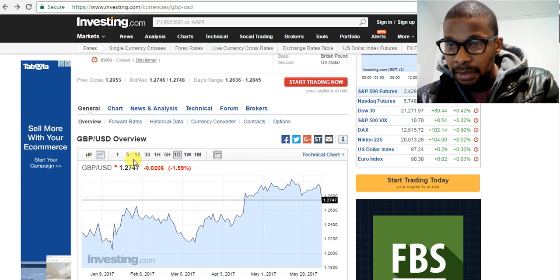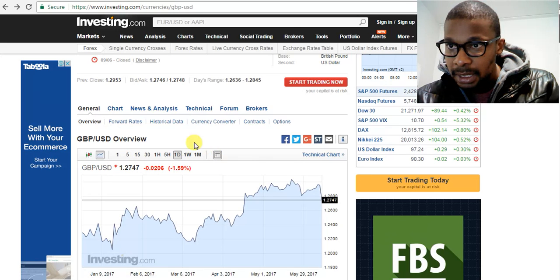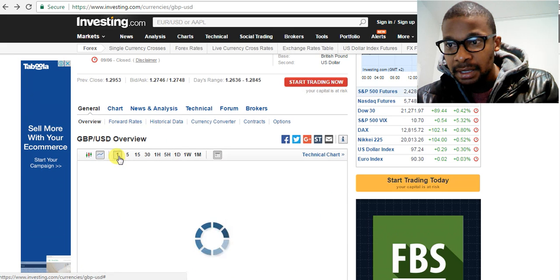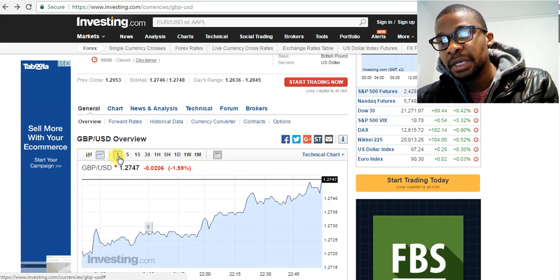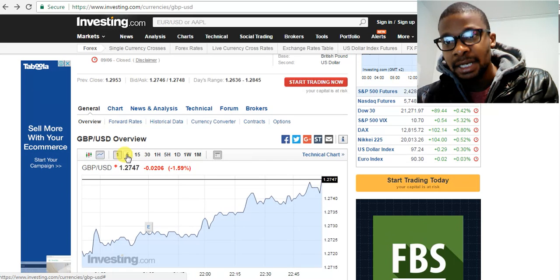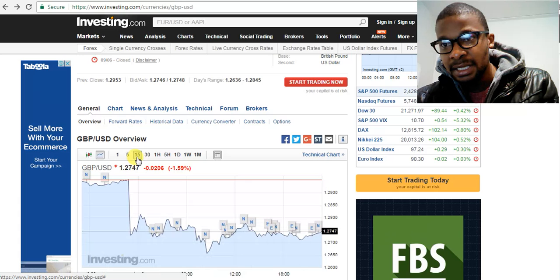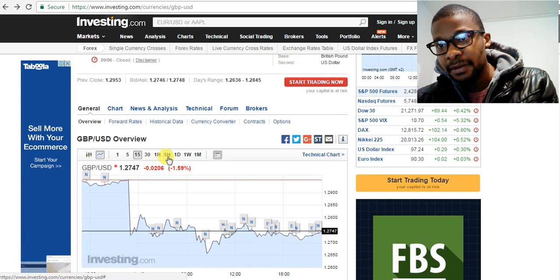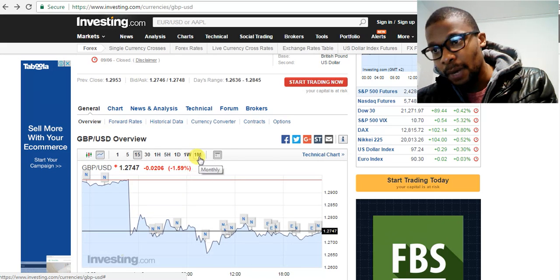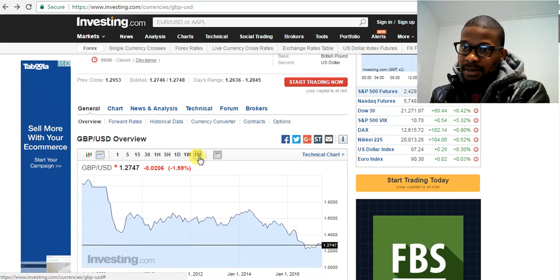Another thing that I want you to look at is this right here. This difference, this stands for 1 minute. This is the 1 minute chart. It measures, because the market is always moving each and every second, right? So this measures the movement every minute. This is every 5 minutes, this is every 15 minutes, right? 30 minutes, 1 hour, 5 hours, 1 day, 1 week, 1 month, right? Cool.